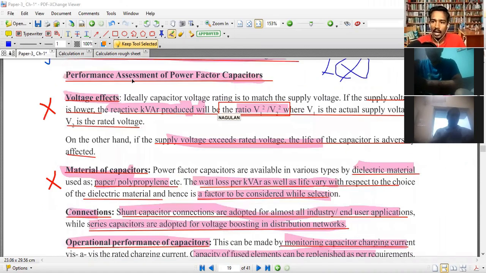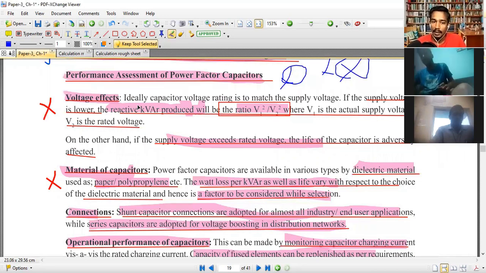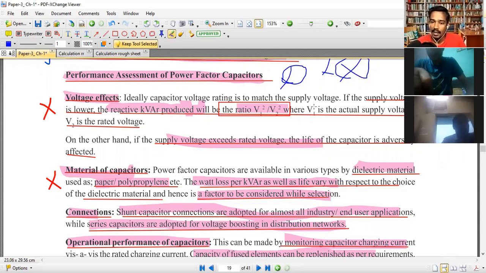And the capacitor performance depends on its voltage. Suppose the voltage rating is different from the input voltage. For example, the rating is 450 volts but the actual voltage is 400 volts. Then what is the effect?